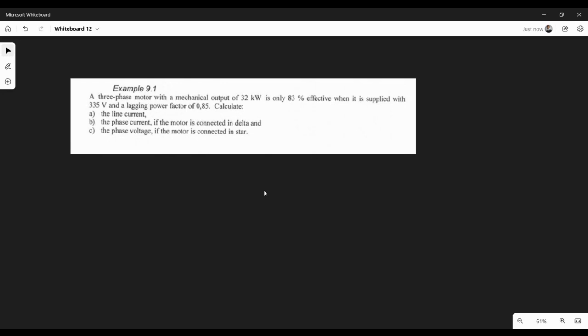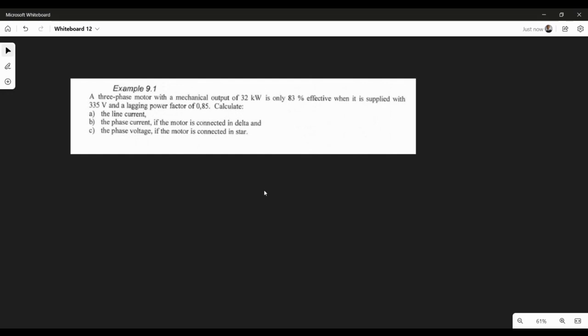So we have a three-phase motor. It has an output of 32 kilowatts and an efficiency of 83%. What that tells us is that we need to find the power in. It's applied with 355 volts and at a power factor of 0.85. We need to calculate the line current and the phase current when it's connected in delta, and then also when it's connected in star.